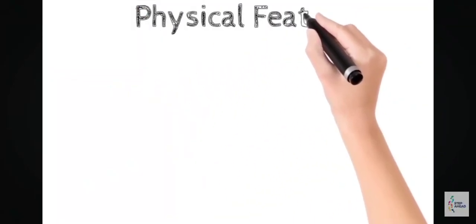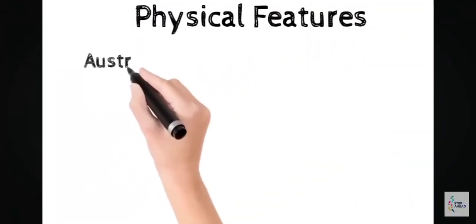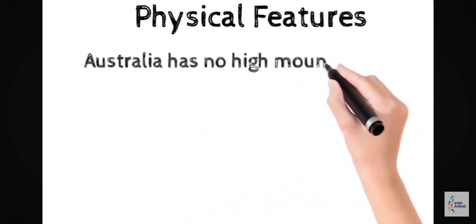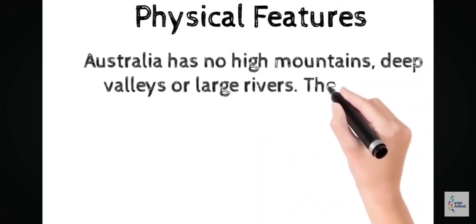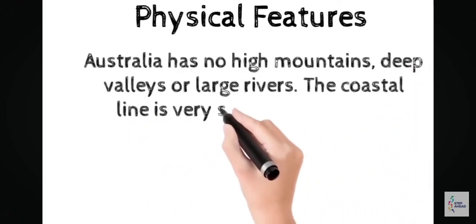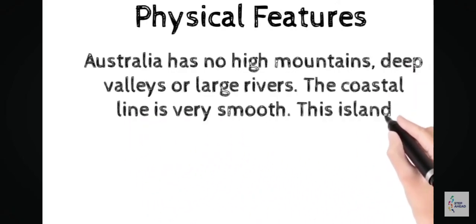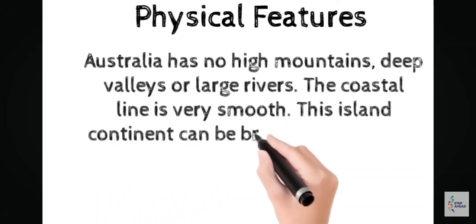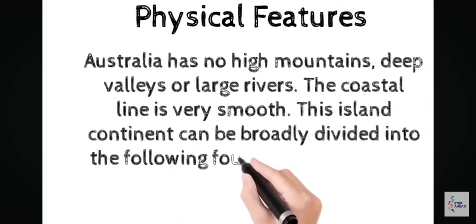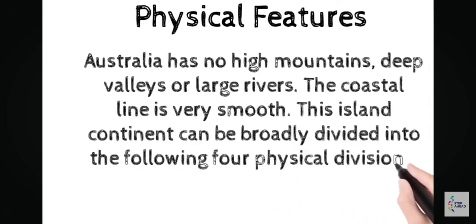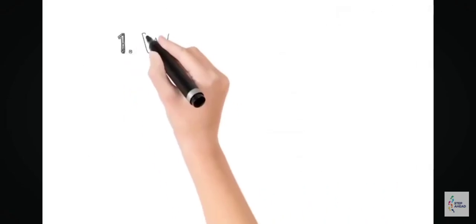Physical features. Australia has no high mountains, deep valleys, or large rivers. The coastal line is very smooth. This island continent can be broadly divided into the following 4 physical divisions.